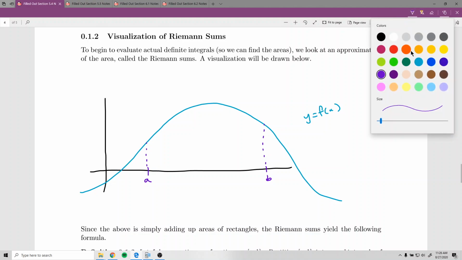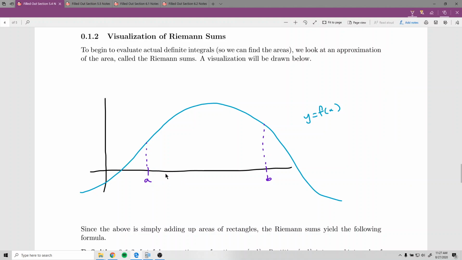But instead of looking at the area altogether, we want to break our area down into rectangles. So let's say I wanted to break the area into 4 rectangles. What I would do is choose 3 numbers between A and B. I'll just call them, what's a good letter? C1, C2, and C3. So it's going to make 4 rectangles.